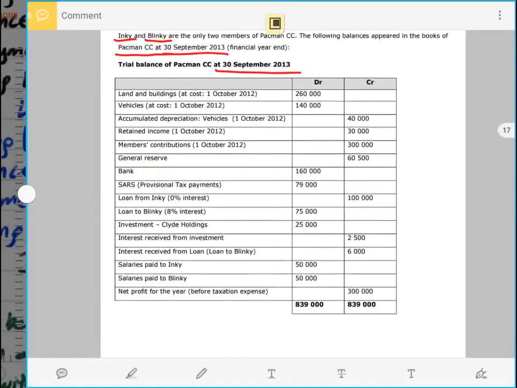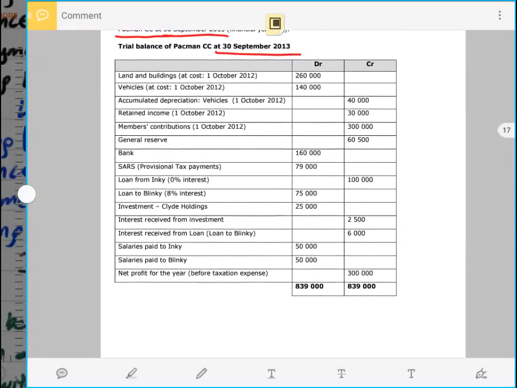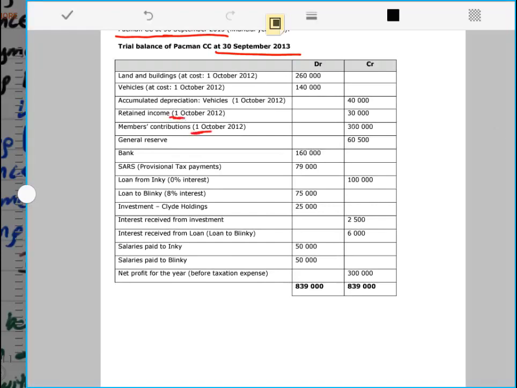We have, as usual, land and building 260,000 rands. That means there might be a revaluation. Vehicles, accumulated depreciation, but to note, we have a retained earnings opening balance and members contribution. Again, the members contribution is combined. That means if we have to split it, we must be given the members' interest to split the opening balance of the members capital contribution.